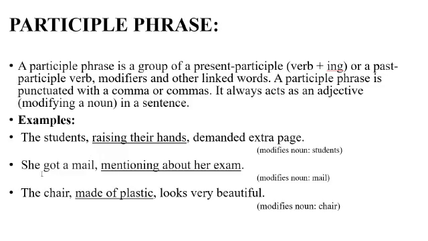Now look at example number 3. The chair made of plastic looks very beautiful. If you see this underlined part, it is beginning with past participle. Whereas in first two examples, we were having present participles, in this example, we are having past participle. Made of plastic is beginning with past participle. So again, this phrase called past participle phrase is acting as an adjective as it is modifying the noun the chair.